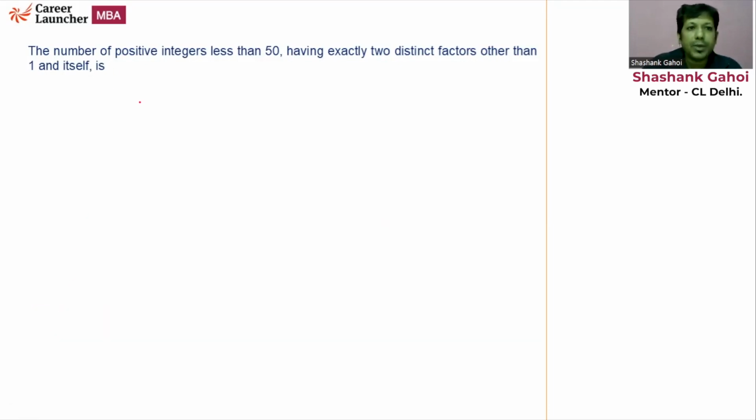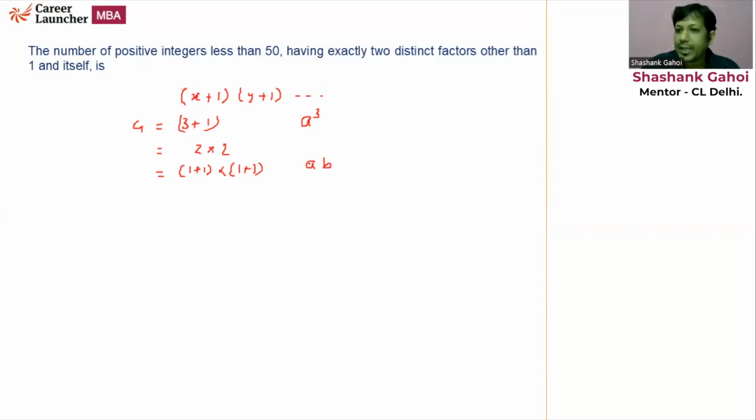Okay. So we know the formula of number of factors, that is (power plus 1) into (power plus 1) into (power plus 1) and so on. Okay. And we have 4 factors. So it can be written as 3 plus 1. So number can be in the format of prime cube. 4 can also be written as 2 into 2, so it can also be written as (1 plus 1)(1 plus 1). So if a number has 4 factors, it can also be a product of 2 prime numbers. And is there any way I can write 4? No. So basically, I have 2 formats of the number. One is prime cube.